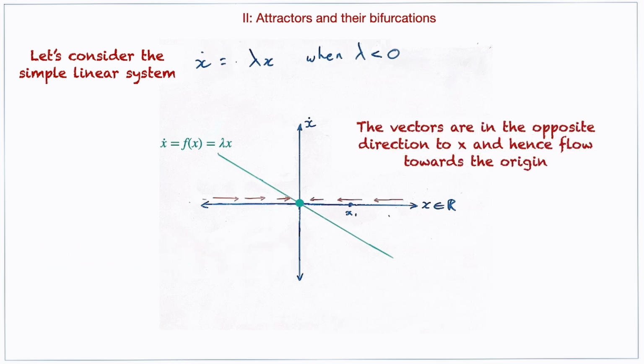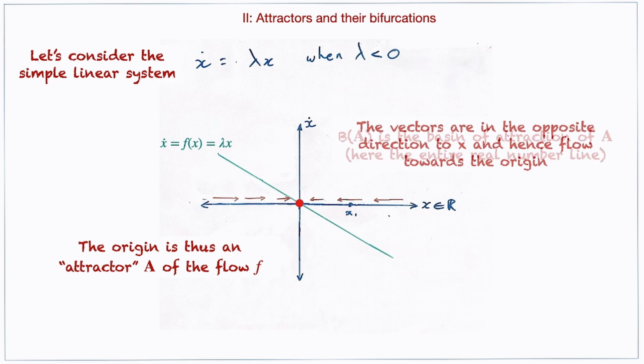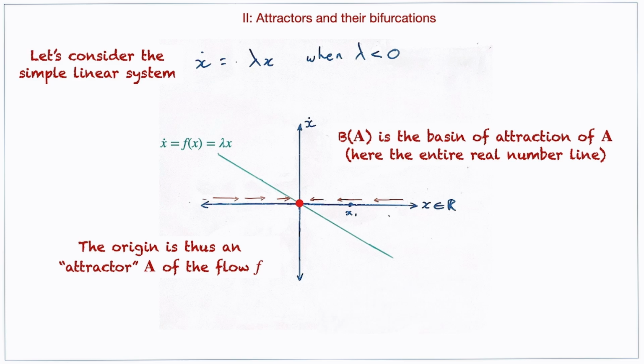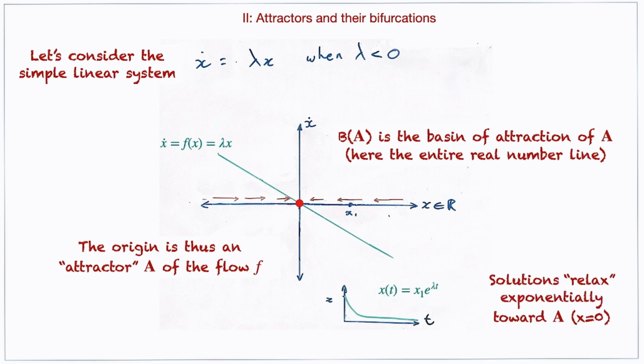Now, in this particular example, the vectors are in the opposite direction to x, because lambda is less than 0. So if x is positive, the flow is negative. If it's negative, the flow is positive. And just as Vic said, all vectors lead to the fixed point. So now we have an attractor. It's an invariant set that attracts some finite number of other points. There's various definitions. And the basin of attraction is all those points that go to A. And in this case, it's the entire number line.